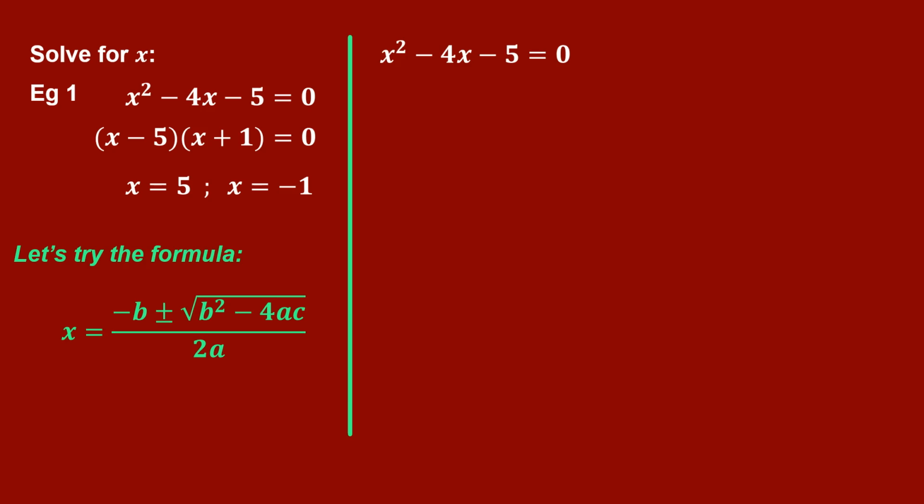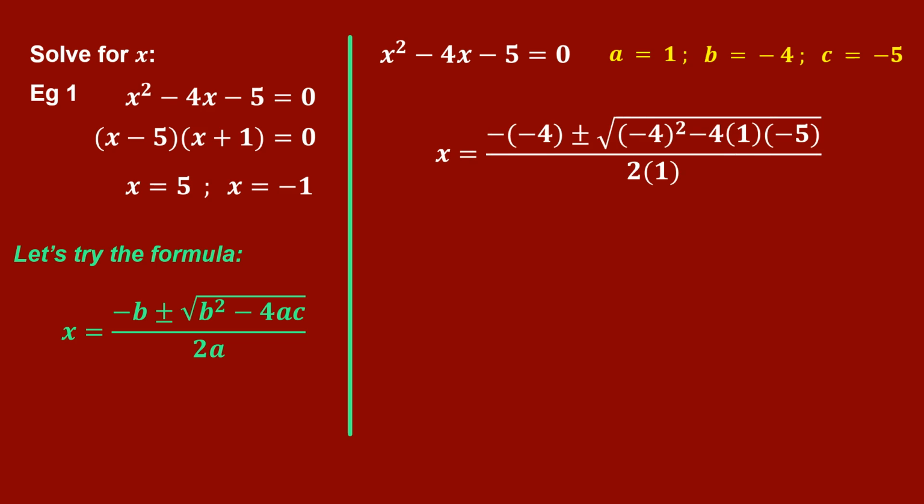In our example, the value of a is the value in front of x squared, so it's 1. The value of b is the value in front of x, so minus 4. And the value of c is the constant at the end, so minus 5. And we substitute them into our formula. At this stage, you can type this into your calculator. I'm just going to do it manually and take a few more steps.